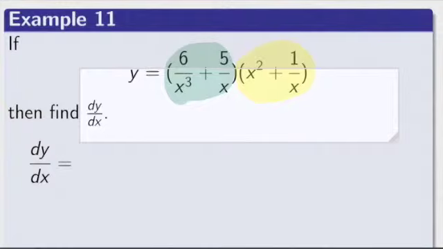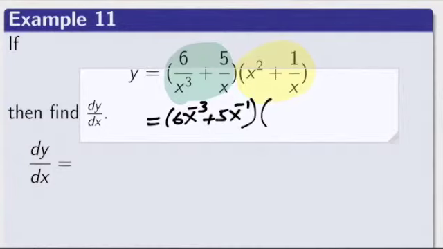So we could write the first function as 6x raised to the power minus 3 plus 5x raised to the power minus 1. 5 on x is 5x raised to the power minus 1. And the second term, we have x squared plus 1 on x, which can be written as x raised to the power minus 1.